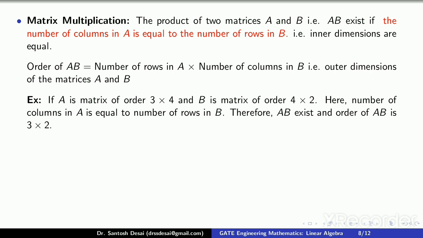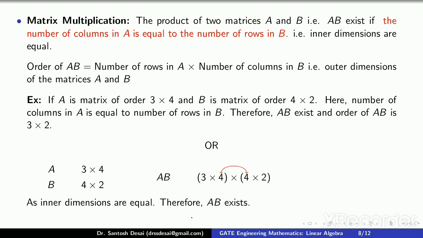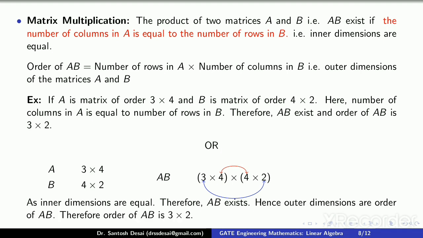The same can be explained in the following way also. A is a matrix of order 3 by 4. B is a matrix of order 4 by 2. Then to check whether AB exists or not, let us write AB and orders in front of them. Now you check inner dimensions 4, 4. These are equal. So this implies that AB exists. And again the outer dimensions are 3, 2. This is the order of AB. So hence order of AB is 3 by 2.